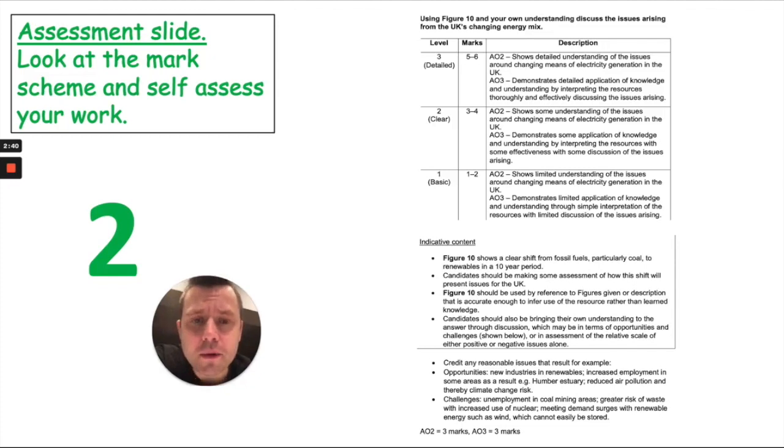Increased nuclear. Now, nuclear energy is a great resource, but it's got danger associated with it. The fact that the waste produced is incredibly dangerous and needs to be stored for long periods of time could be discussed. I think the easier way though is to talk about the reliability.